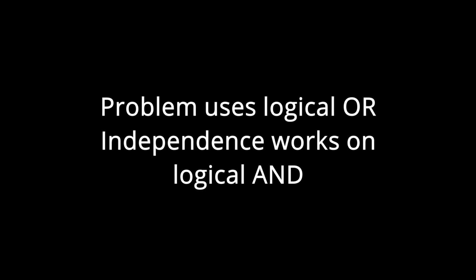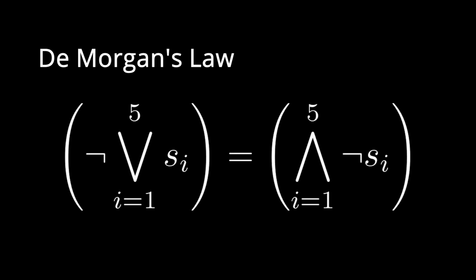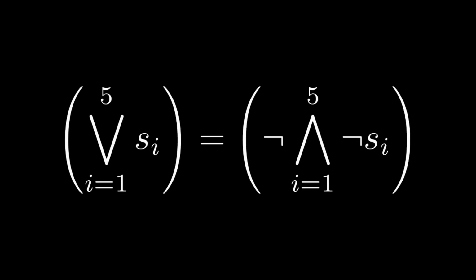Now, the problem implies that the S sub i are independent, but independence inside probabilities only applies to a logical AND. The goal that we're looking for uses logical OR. The solution is to use De Morgan's laws to switch from AND to OR. Recall that De Morgan's laws state that the negation of the logical OR as i goes from 1 to 5 of S sub i equals the logical AND as i goes from 1 to 5 of the negation of S sub i. So the logical OR of the S sub i is the negation of the logical AND of the negation of the S sub i.